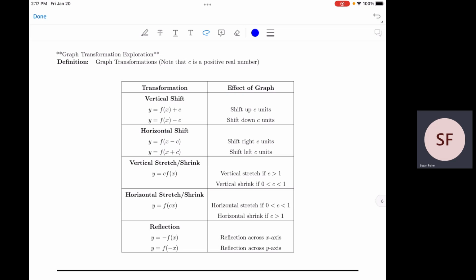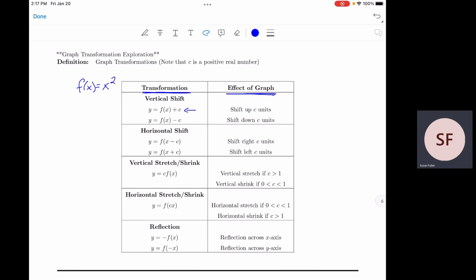So this table is a great summary of all of the transformations. Basically, the changes you make to the equation are over here, and the effect on the graph is over here. We ran through a lot of these. I don't want to go line by line here, but I do want to point out sometimes this notation is confusing. I want to give you an equation to show you what this would look like in practice.